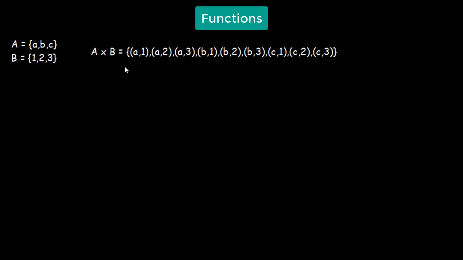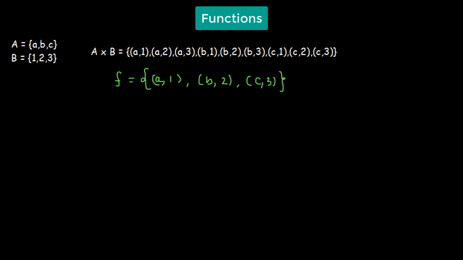So now that we have the Cartesian product of A and B, we are going to define a relation. Instead of representing it by R, we are representing it by F. So we have a relation F, and we are going to pick some special elements from this Cartesian product. Let me pick them one by one. We're picking a1, then b2, and then c3.